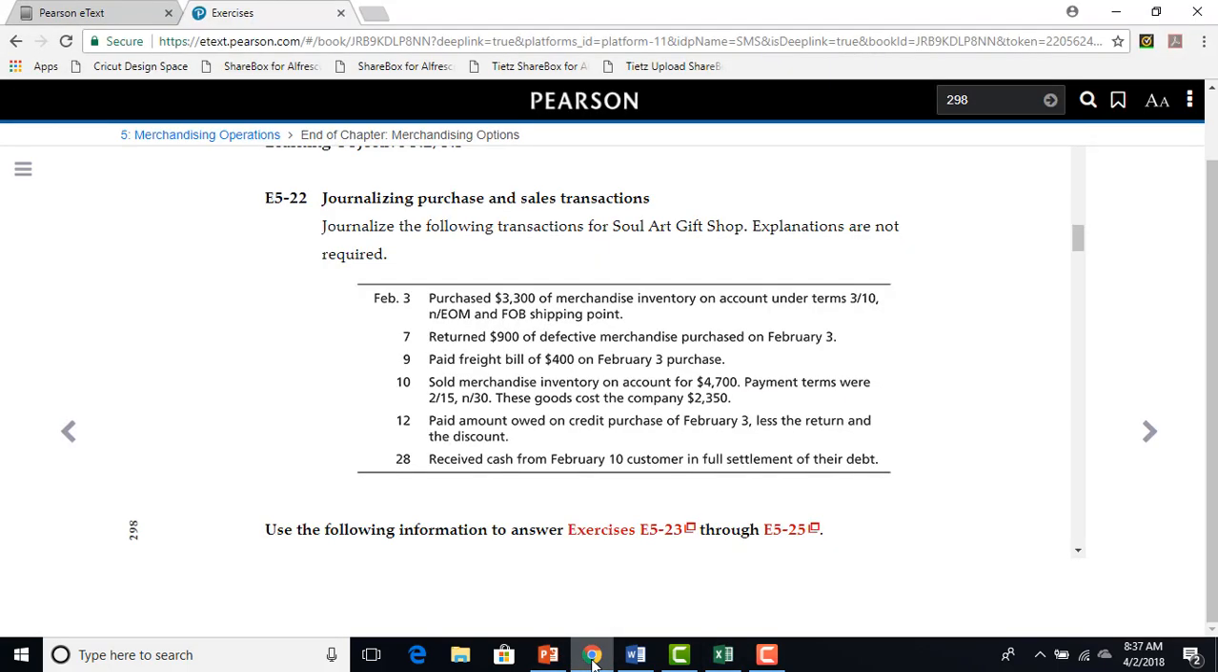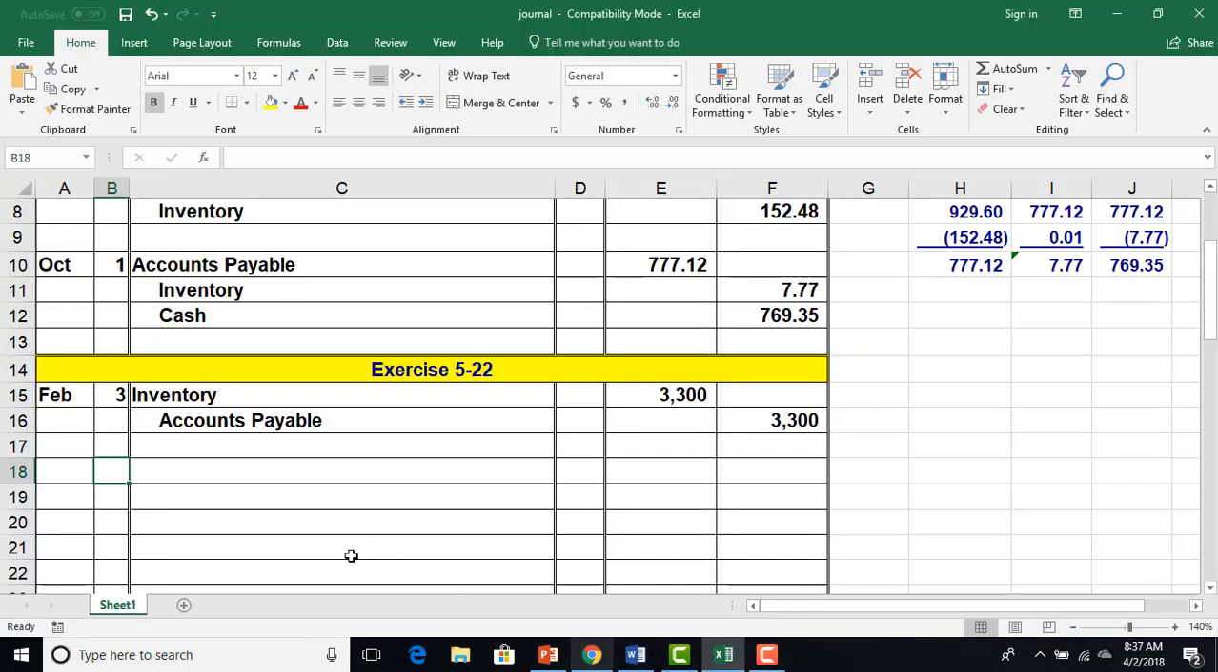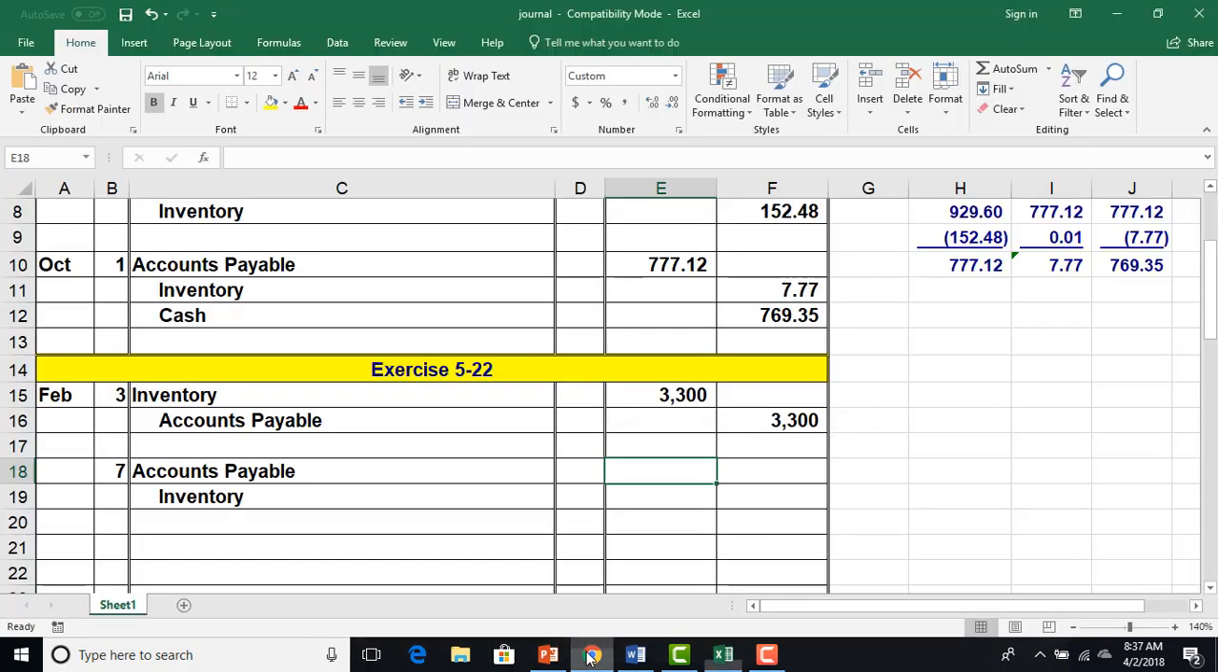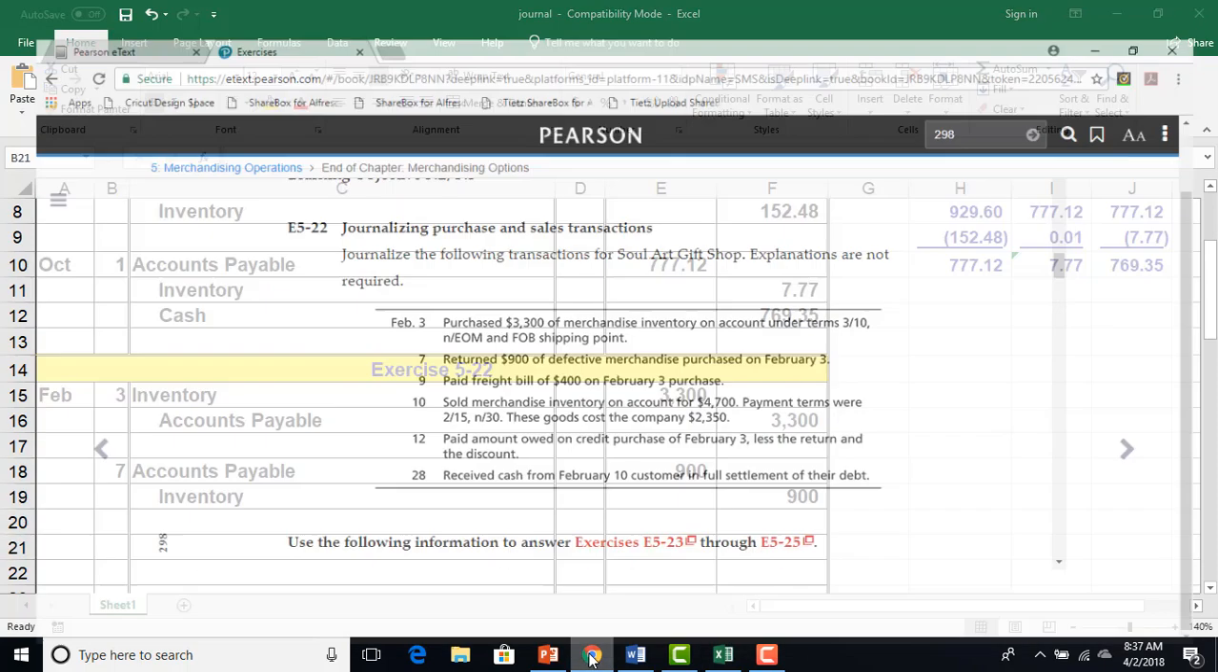Alright, February 7th. February 7th says we returned $900 of defective merchandise purchased on February 3rd. So if we've returned $900 of that defective merchandise on the 7th, then I know I got to debit accounts payable to reduce the amount that I owe, and I have to credit inventory to reduce the amount of my asset account. And again, I'm returning merchandise that had a cost of $900, so it's a debit and a credit for a total of $900 there on the 7th.